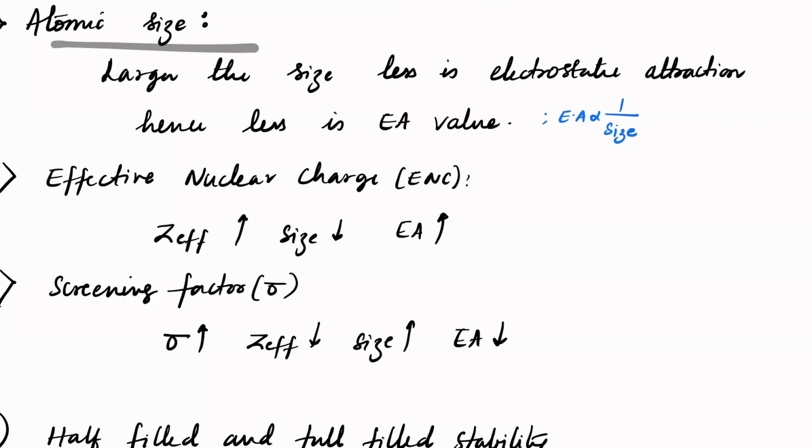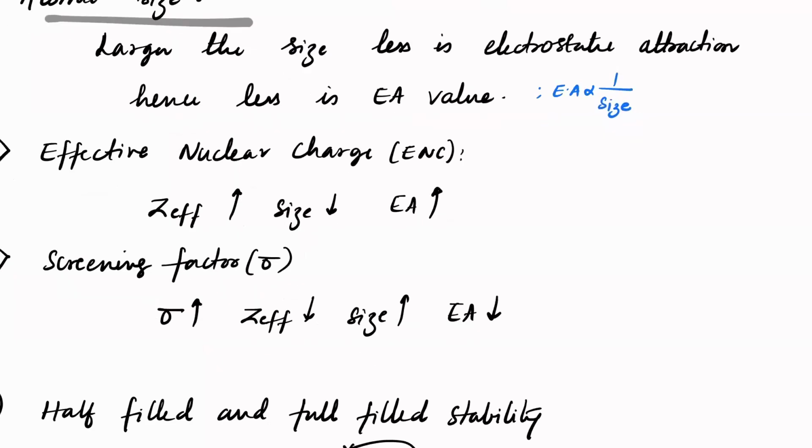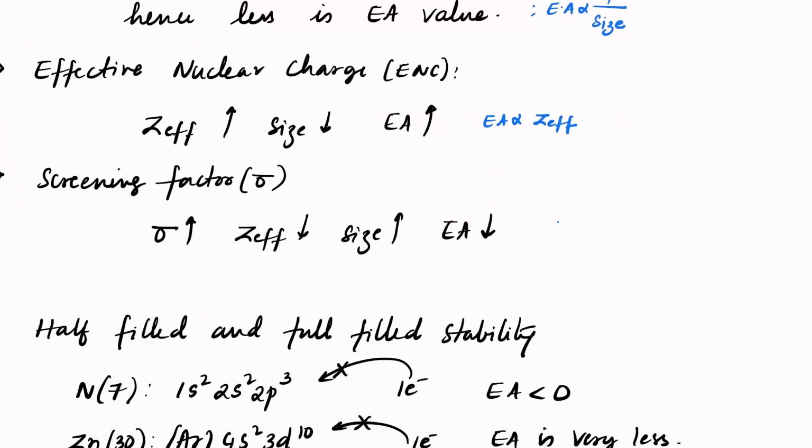Okay. Same is the case with effective nuclear charge. If the effective nuclear charge is more, then electron affinity will be more. Because Z effective is inversely proportional to size, I can say electron affinity is directly proportional to Z effective. And screening factor is also a very similar case. Electron affinity will be inversely proportional to sigma.